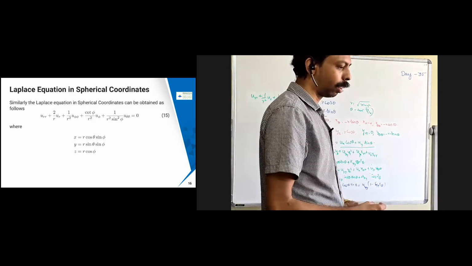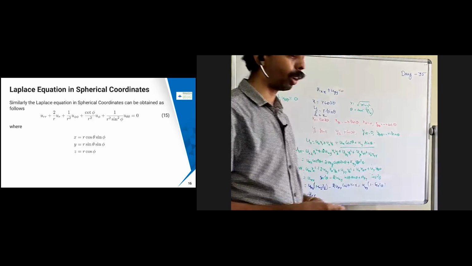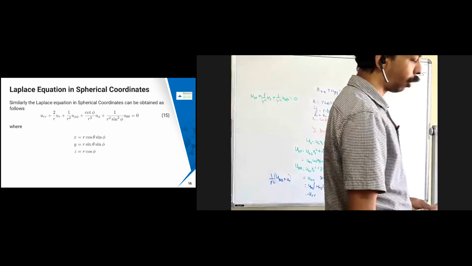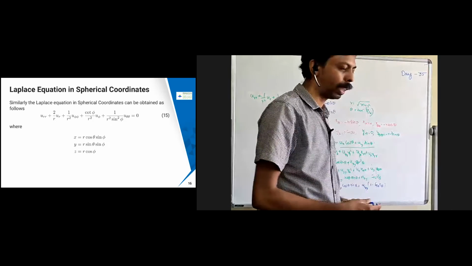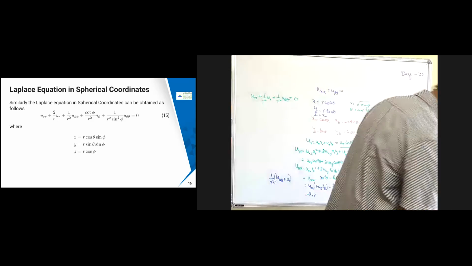You can verify. So in spherical coordinates, this is going to be your equation: URR plus 2 by r into ur plus 1 by r square u phi phi plus cot phi by r square into u phi plus 1 by r square sin square phi into u theta theta equal to 0. This is going to be your spherical coordinates equation.